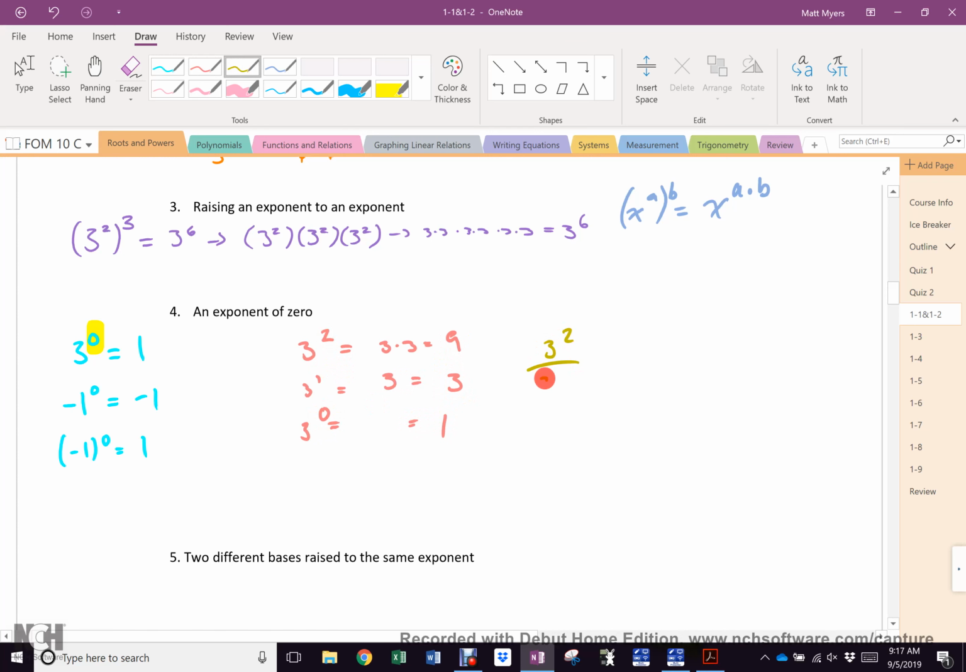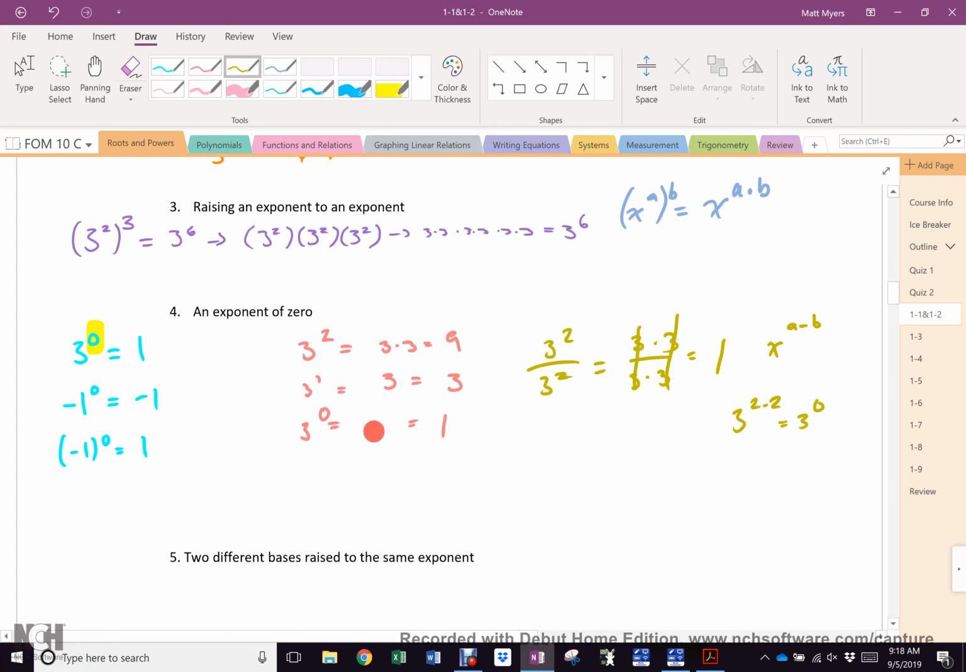Now, I'll show you another way. 3 squared over 3 squared. Isn't that 3 times 3 over 3 times 3? Isn't 3 over 3 1? And isn't 3 over 3 1? And isn't 1 times 1 1? And isn't the rule here that we do x to the a minus b, which would be 3 to the 2 minus 2, which would be 3 to the 0. Does everybody understand?